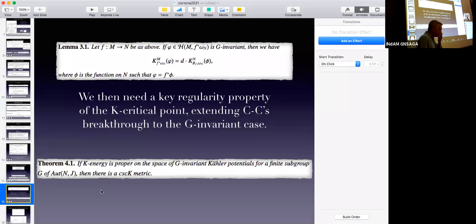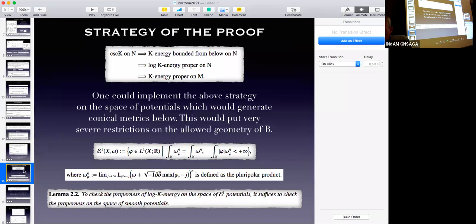Just to see if I understood correctly: if you have the properness of the K energy, starting with the class on the base, then this implies the properness of the log K energy. No, but in fact you need less, because the properness of the log K energy is actually implied by the boundedness from below. Once you start adding the contribution of the branch locus, it helps. This is why you just make this assumption.